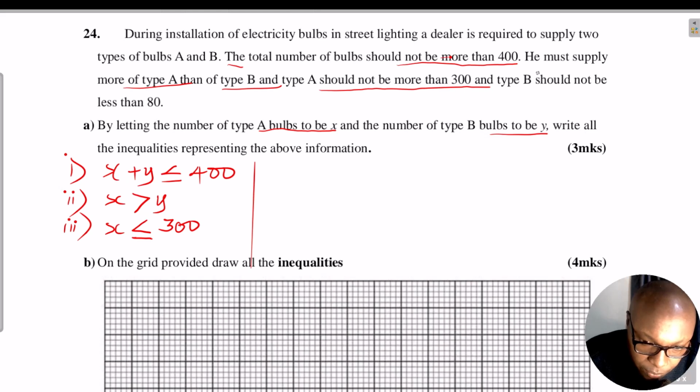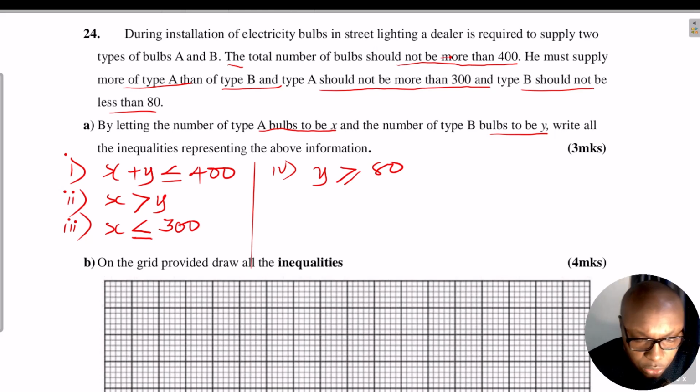Then the next one: and type B should not be less than 80. The number of type B bulbs is Y. They should not be less than 80. That means they should be greater than or equal to 80. Those are the inequalities from the statements.